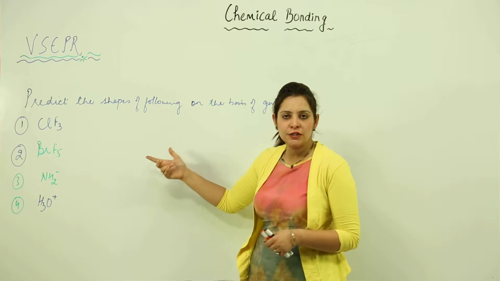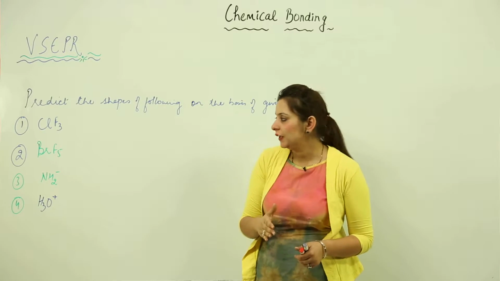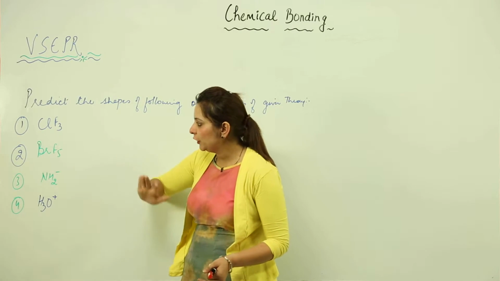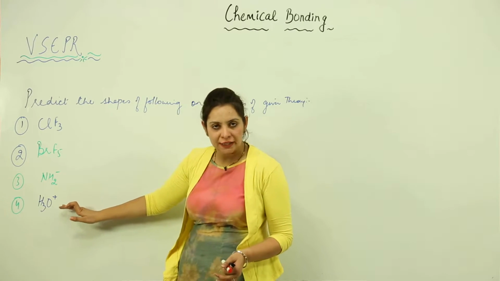Now this is a question where you need to predict the shape of the molecules depending upon the VSEPR theory, right? So we have the ClF3 molecule, BrF5, NH2 negative, and the hydronium ion, H3O positive.